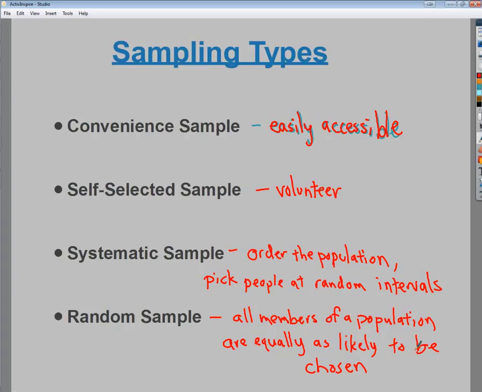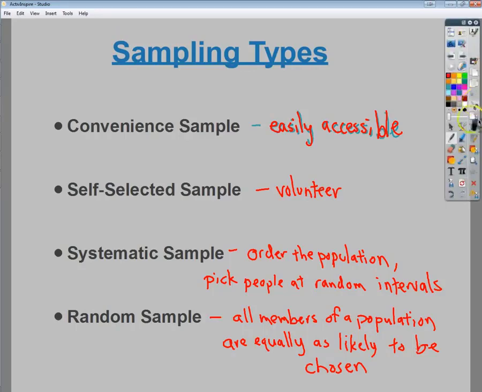So those are the sampling types. So convenience, it's just easy for the person who's doing it. So the person who's sampling, it's simple for them. Self-selected sample means that they volunteered. Systematic sample means you order the population in some way, and then you use random intervals to pick them. And then a random sample is where everybody has the same amount of likelihood to be picked for your sample group as anybody else.